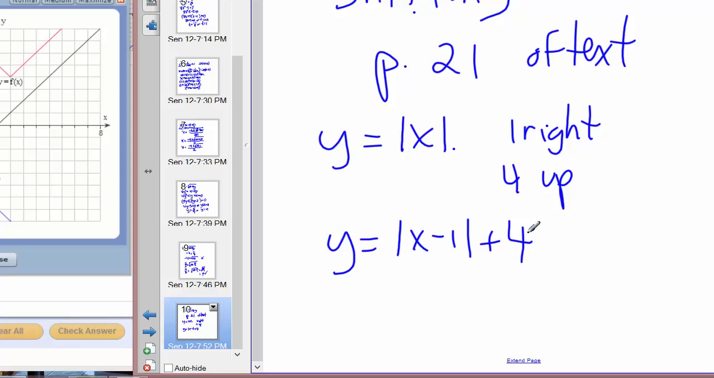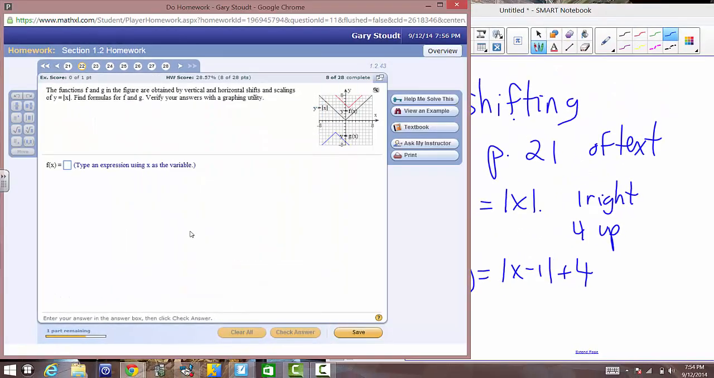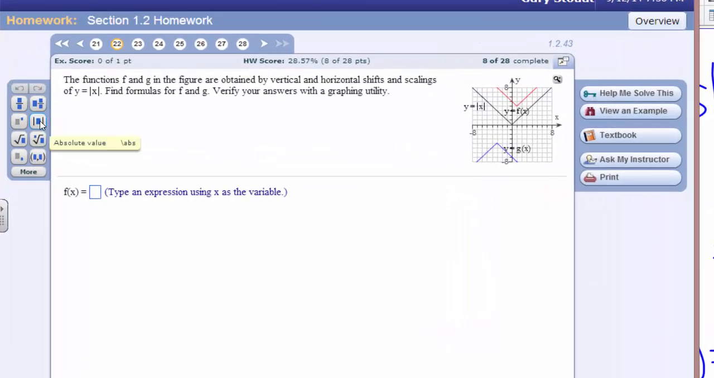Okay, so let's enter that. So we need the absolute value, so we'll use the palette. Absolute value of x minus 1. Use the arrow to get out of the absolute value, and plus 4. See how we did?